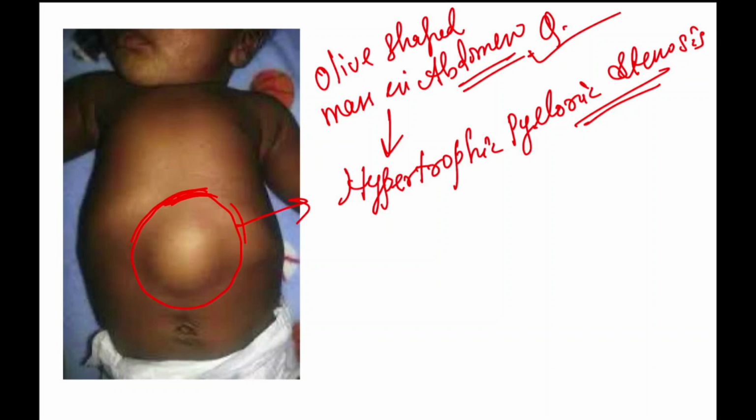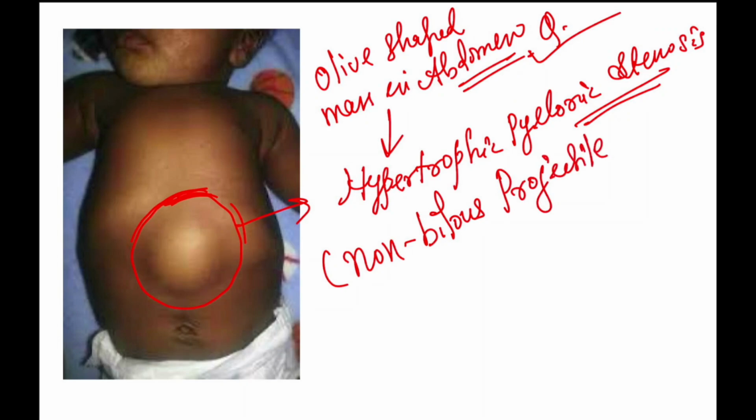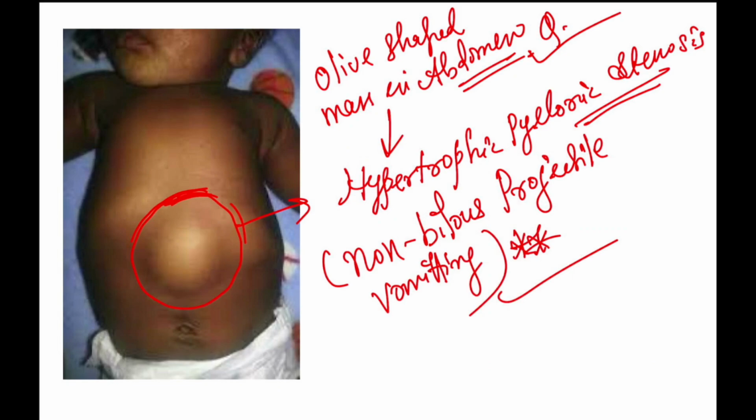properly. That's why the food is again regurgitated back, and it leads to vomiting. This is basically seen in the child. So which kind of vomiting is seen in pyloric stenosis? That is non-bilious projectile vomiting. Okay, you need to remember this line: non-bilious projectile vomiting. It is seen in pyloric stenosis.